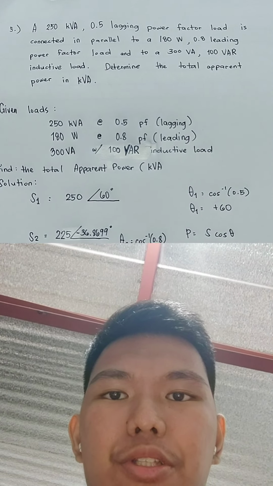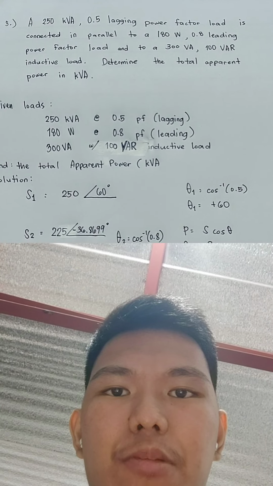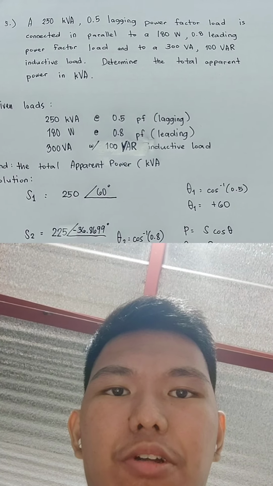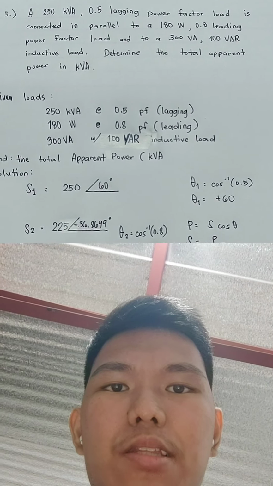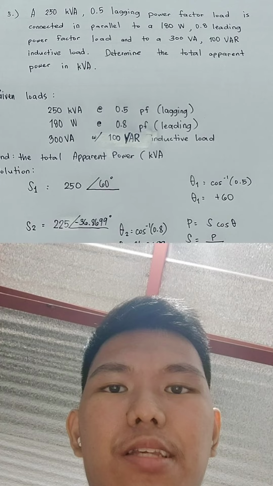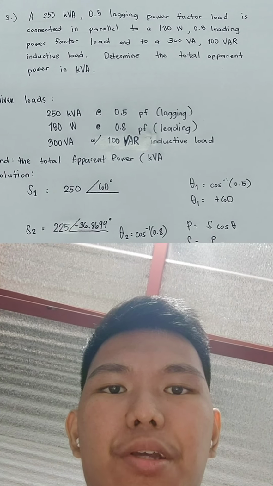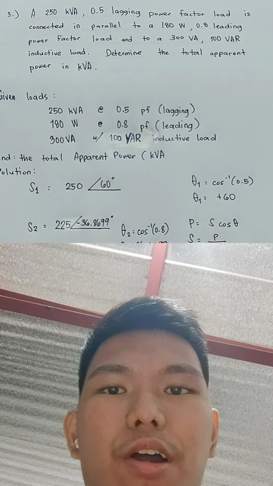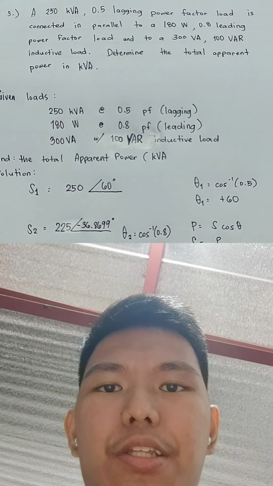Next, for number 3, a 250 kilovolt ampere 0.5 lagging power factor load is connected in parallel to a 180 watt 0.8 leading power factor load and to a 300 volt ampere and 100 var inductive load. Determine the total apparent power in kVA.